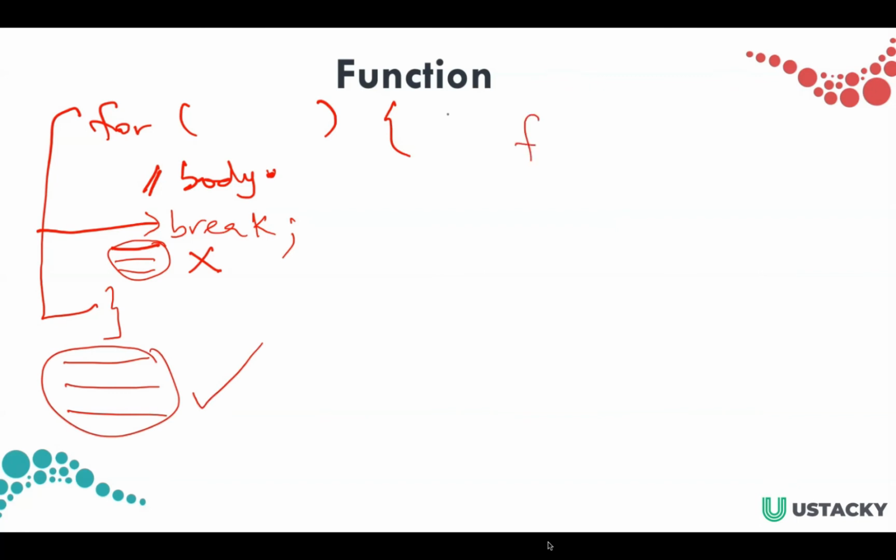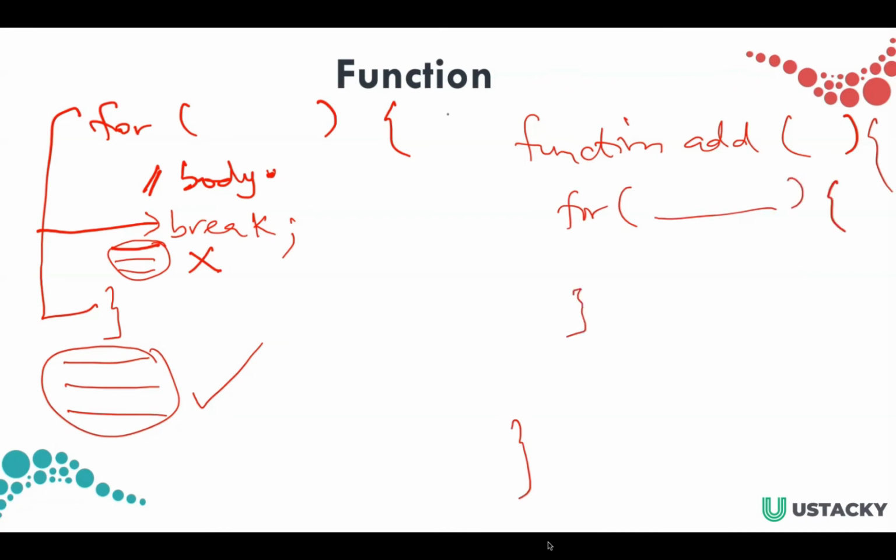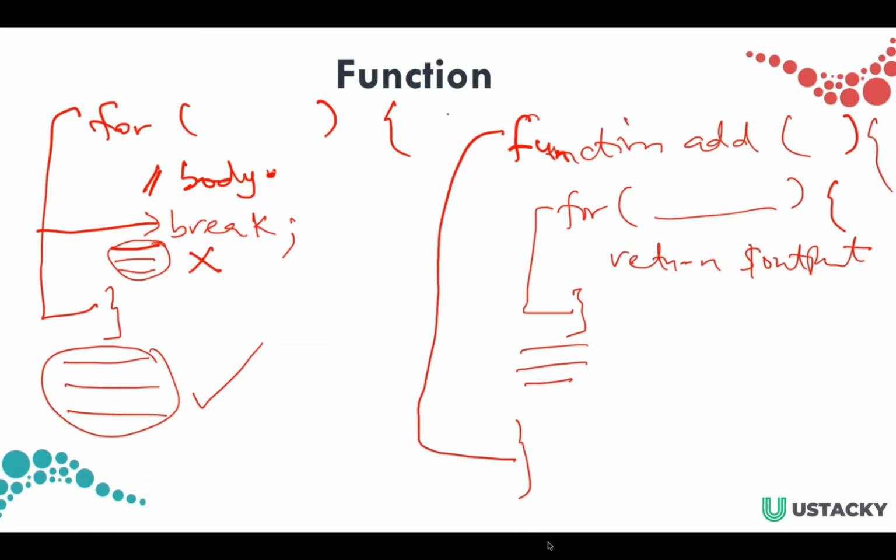But for a function, assuming you have a function add that takes some input, if the function has a for loop inside it, inside the conditions, and you have some piece of code after the for loop, if you call a return statement here, this will get terminated, and also the entire function will be terminated. So these lines of code will not be executed. This is the difference between the return statement and the break statement.